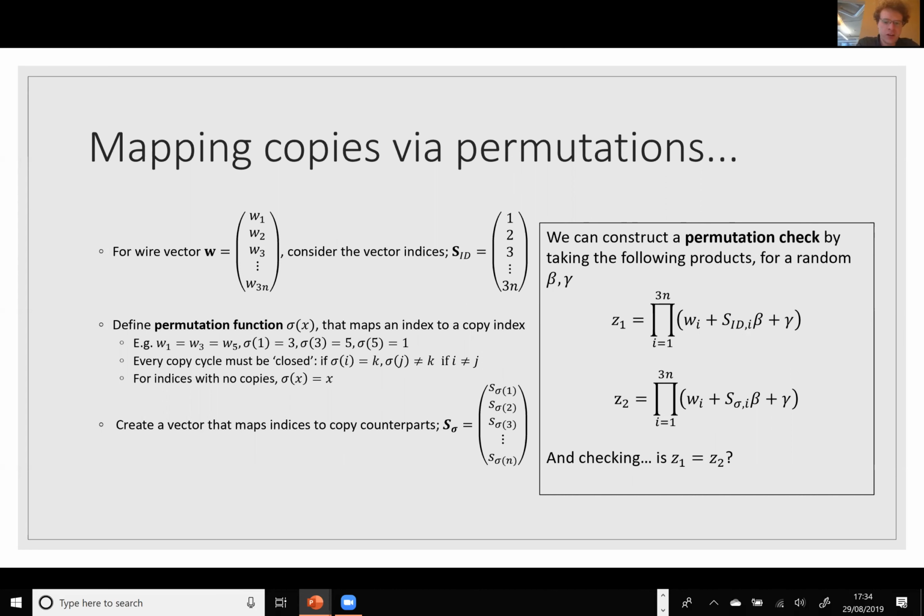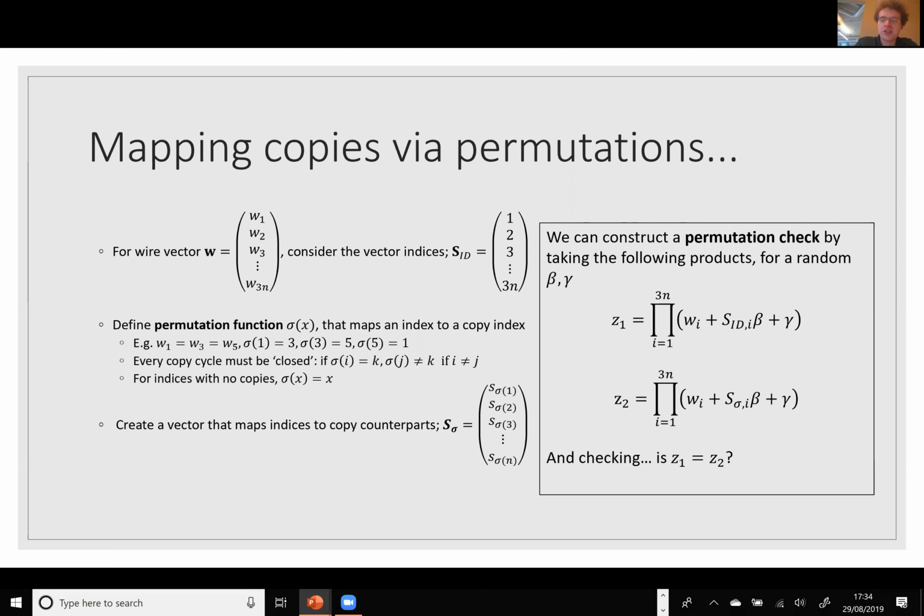And obviously, if you have a wire index that isn't copied anywhere in the circuit, so it's genuinely unique, then the permutation function will just map to itself. Why are we doing all this? Well, the idea is we can then create a vector that maps these vector indices to the copy counterparts. So basically what this vector is doing is saying, apply this permutation function to each index in sequence, and then list the result in this vector.